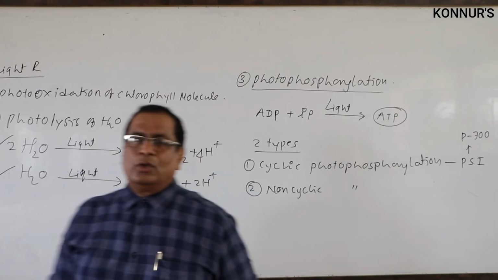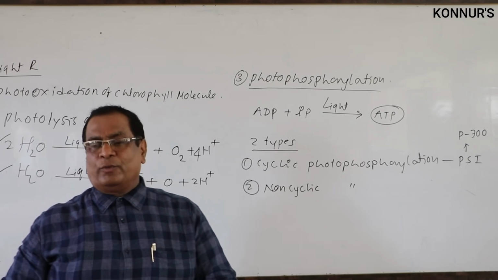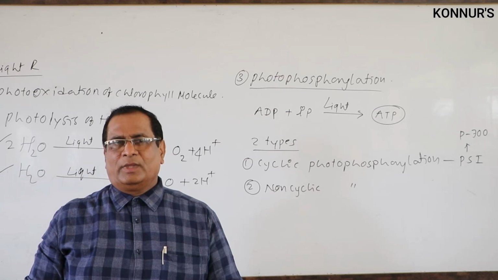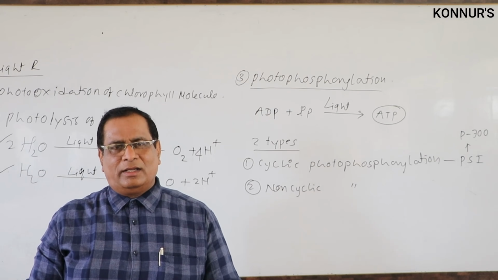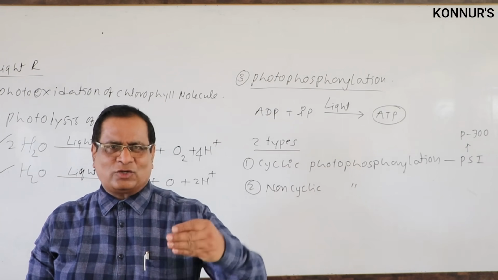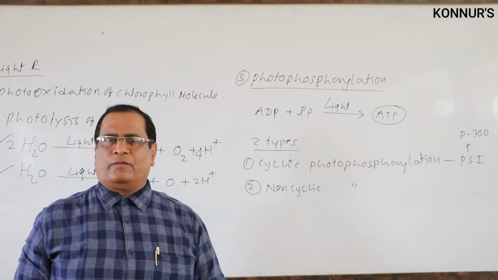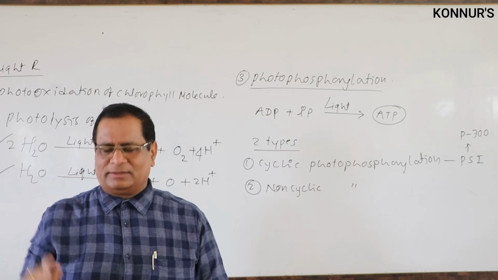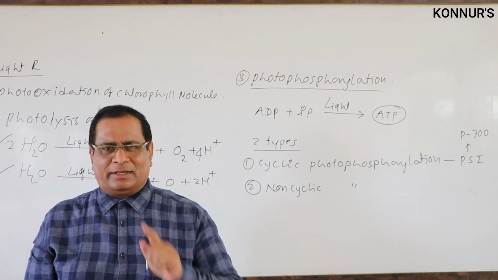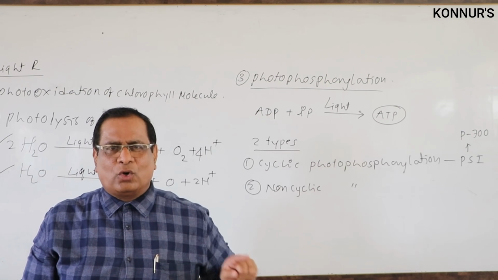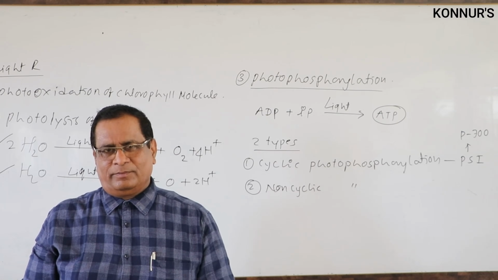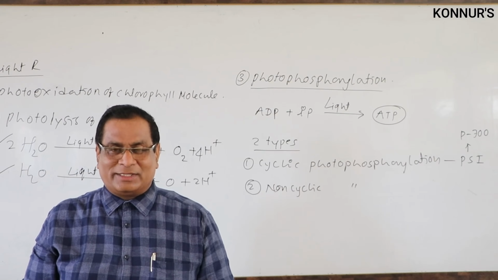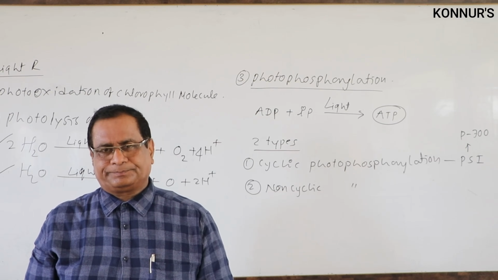And now non-cyclic photophosphorylation. It is one where the ejected electron from the excited chlorophyll molecule passes through many electron acceptors, but never comes back to its own chlorophyll molecule.